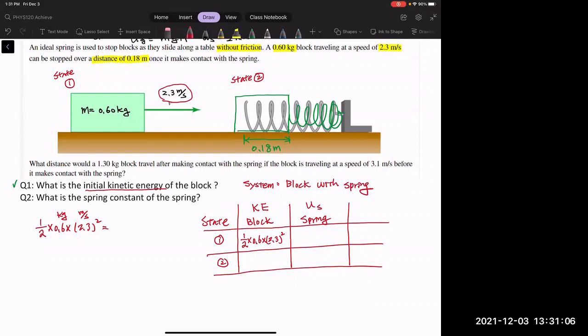Let's see what the value looks like. That gives you 0... Wait, okay, I didn't calculate that. But if you multiply all together, that will be the kinetic energy.